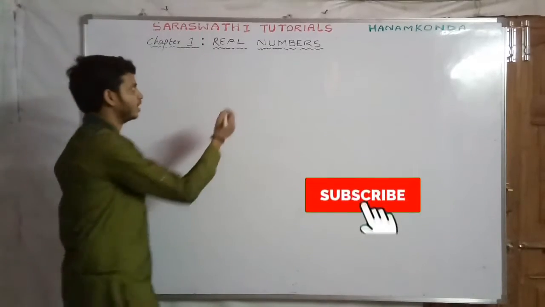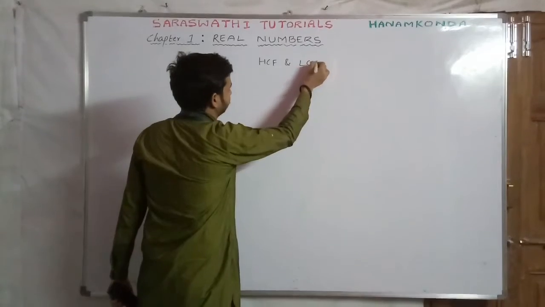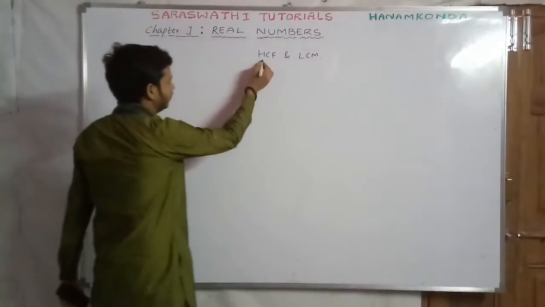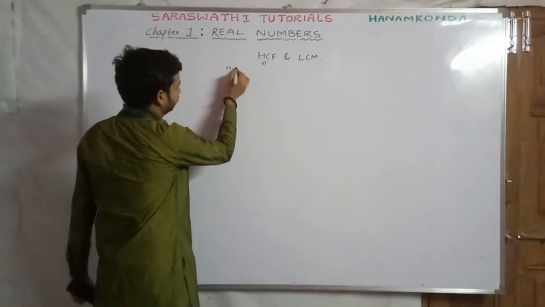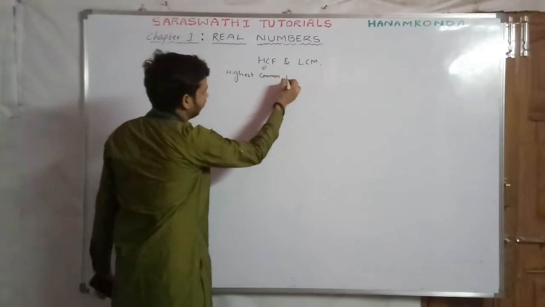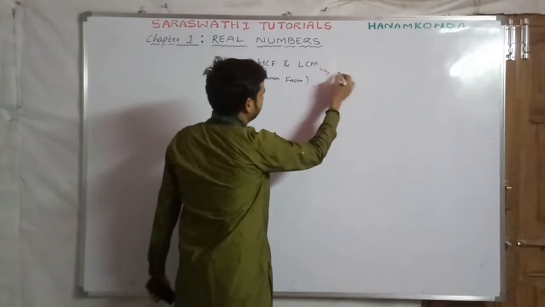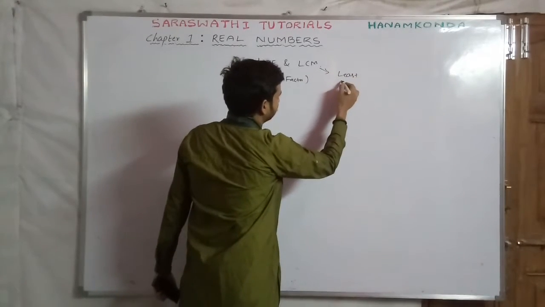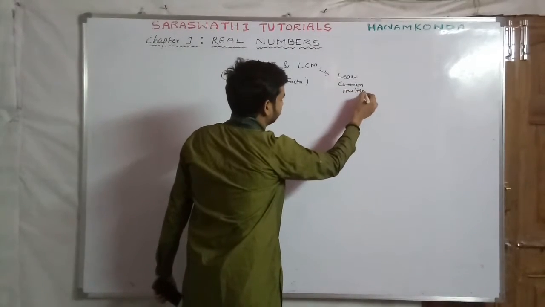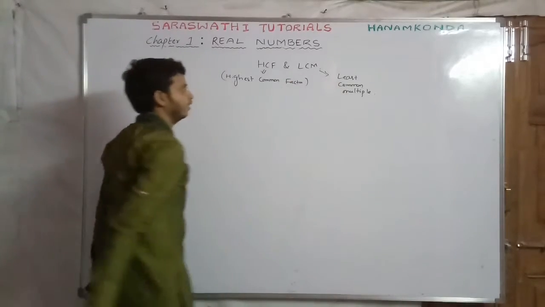Next topic is HCF and LCM. HCF is the highest common factor, and LCM is the least common multiple.